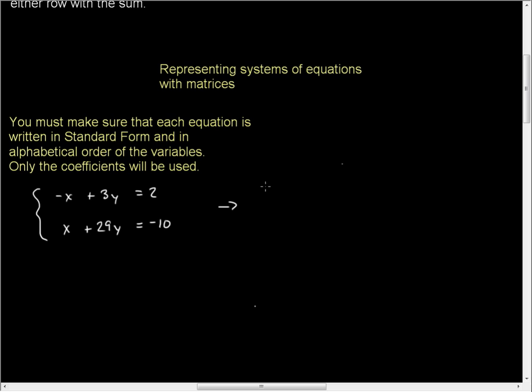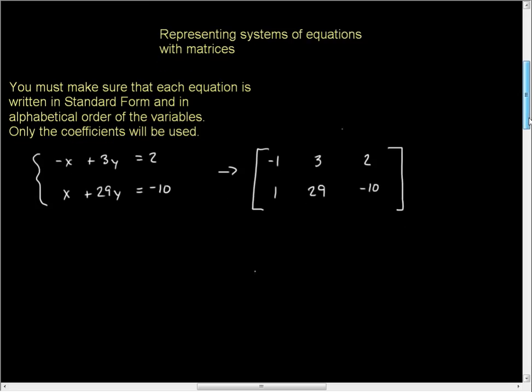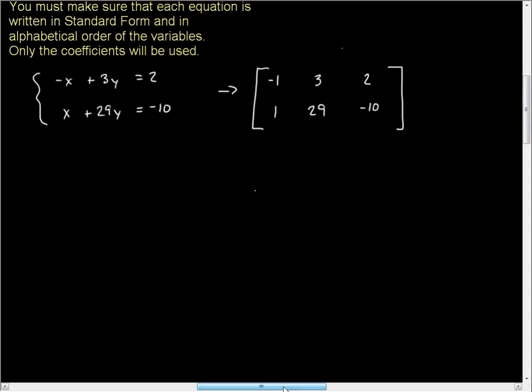And so it's going to look just the same. The only difference is it's going to be in brackets, and the coefficients are the only things used. So we have -1, 3, 2 across the top. We have 1, 29, -10 across the bottom. And now that we have a matrix, we can use our calculator.